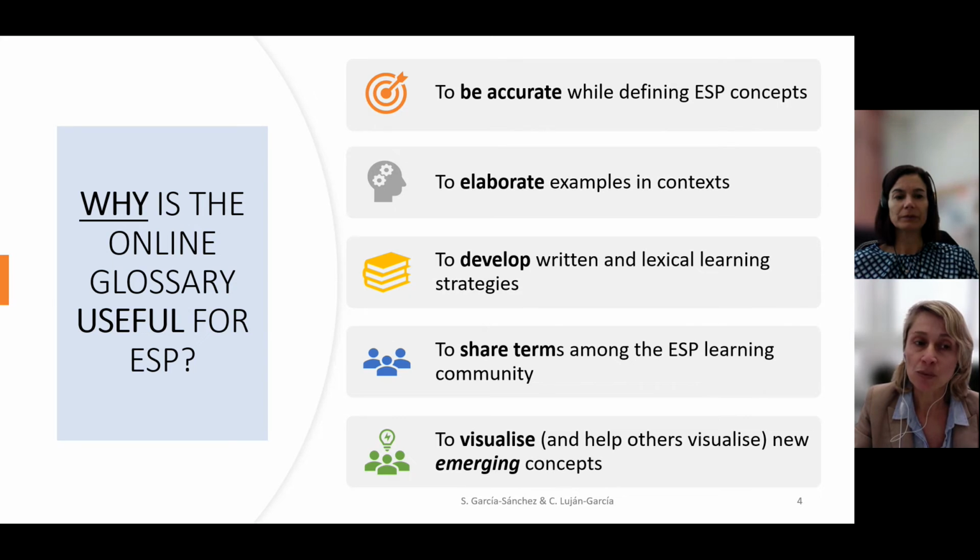The second question is, why is the online glossary useful for ESP learners? And we have identified 5 reasons. The first one is to be accurate while defining ESP concepts. 2, to elaborate examples in context. 3, to develop written and lexical learning strategies. 4, to share terms among the ESP learning community. And 5, to visualize and also help others visualize new emerging concepts from their fields.